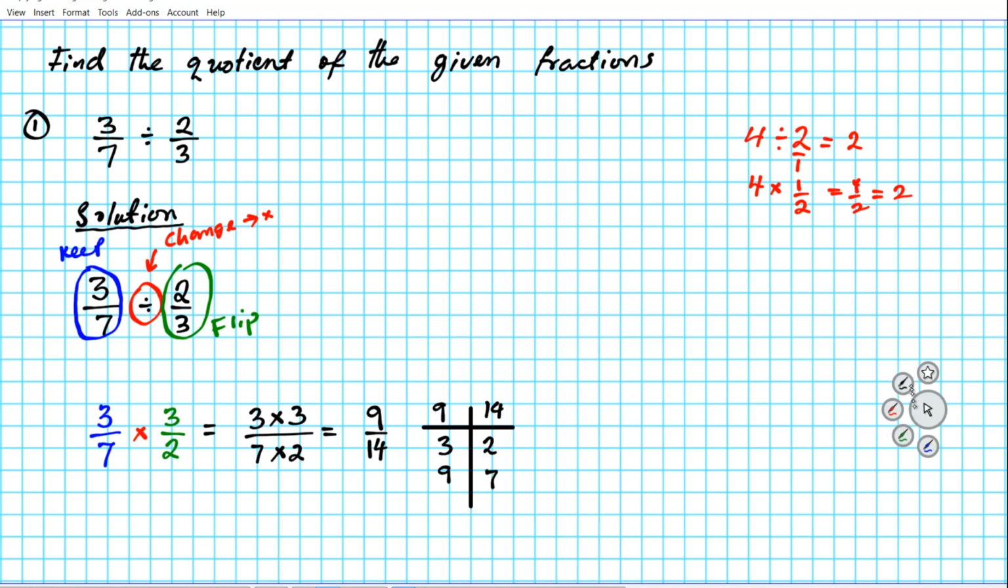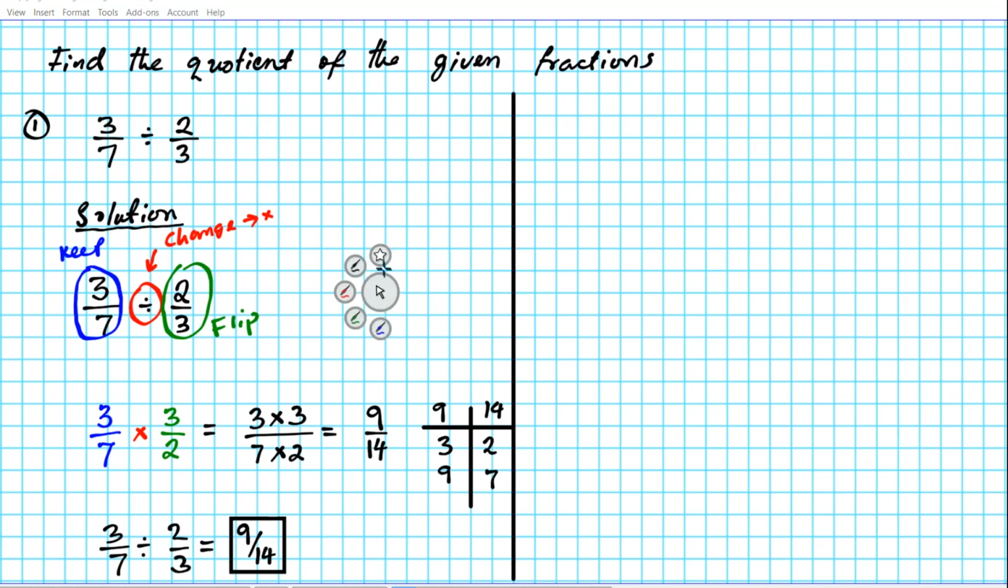Okay. So let's write down our final statement. 3 over 7 divided by 2/3 is equal to 9 over 14. Ladies and gentlemen, that is the answer to question number 1. All right, let's move on.